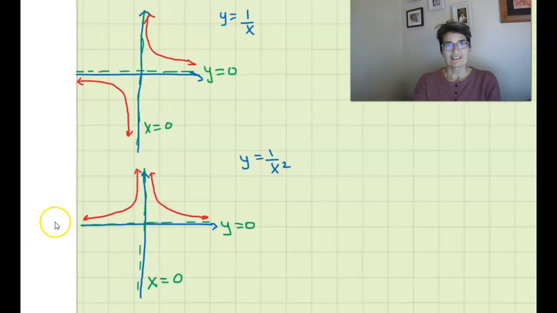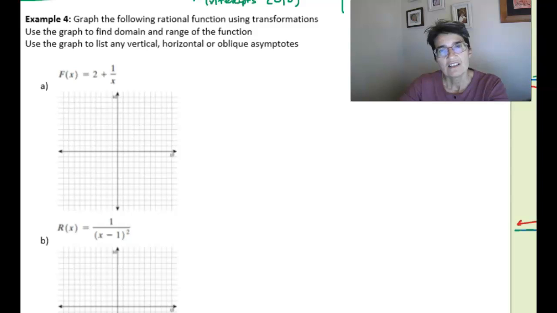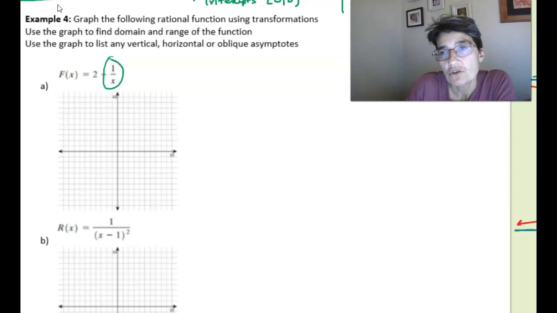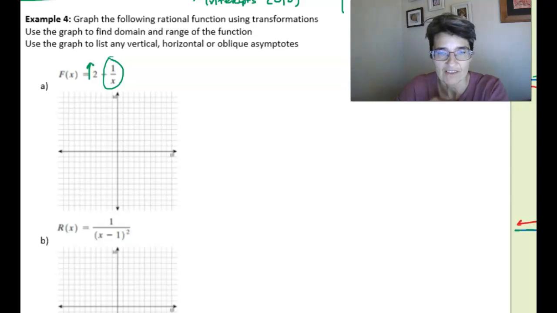Alright, so let's look at these. So 2 plus 1 over x. You can see this is our parent function, so that's what we start with. And then there's a 2 added to it. So you graph the basic 1 over x graph, and then there's a vertical shift of 2 units. That means the whole function shifts up 2 units, including any asymptotes.